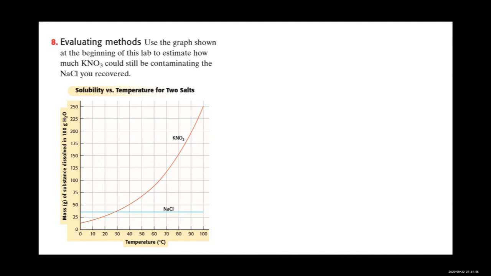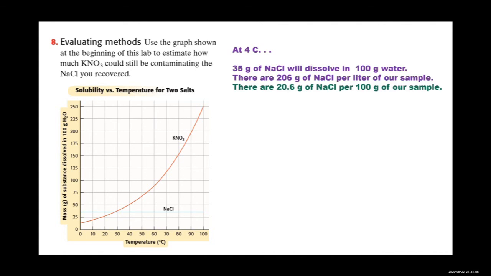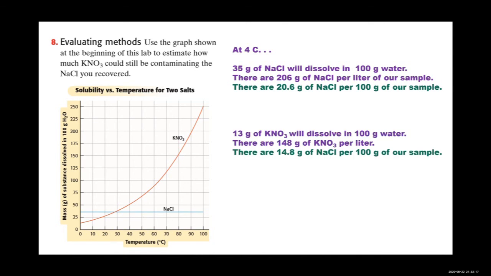Evaluating methods: use the graph shown at the beginning of this lab to estimate how much potassium nitrate could still be contaminating the sodium chloride you recovered. So how we're going to do this is we're going to consider that we did our recovery at 4 degrees Celsius. And earlier we determined that 35 grams of sodium chloride will dissolve in 100 grams of water. And we know that there were 206 grams of sodium chloride per liter of our sample. So that means if we take our 1,000 gram, 1 liter sample and knock that down to 100 grams, it's going to give us 20.6 grams of sodium chloride per 100 grams of our sample. The same thing will be true of our potassium nitrate, and that will bring us to 14.8 grams of potassium nitrate per 100 grams of our sample.